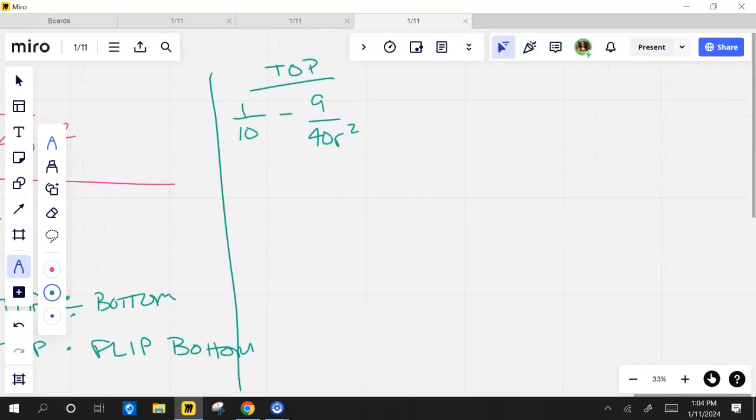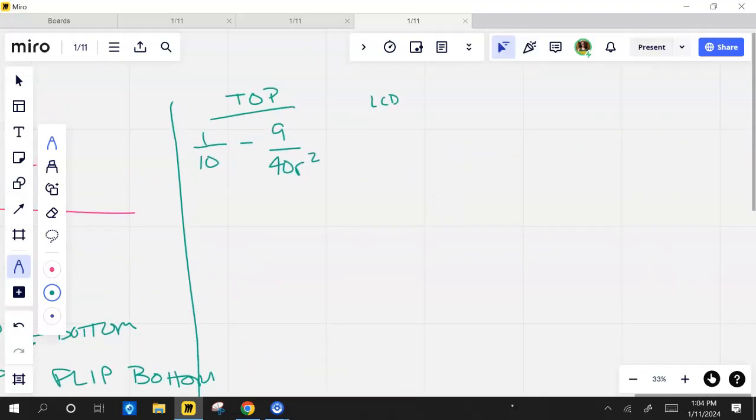What's the LCD? My LCD here is 40R squared. What does the first one need? It needs 4R squared. These tend to be easier than just the adding and subtracting ones because they're not quite as involved. So now look what I have. I have 4R squared minus 9 over 40R squared.